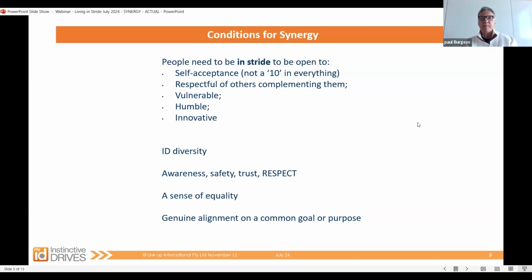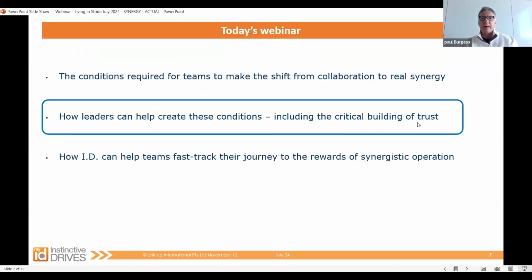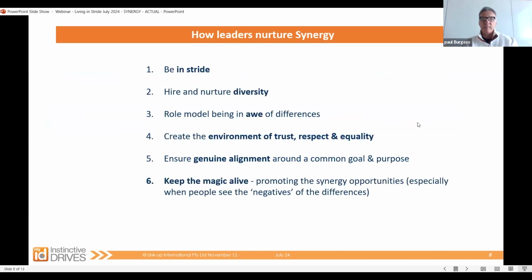Okay, then I'm just going to shift now to talk about the role of the leader in creating these dynamics, and then we'll move into the ID piece. So in terms of the role of the leader, like what do they do to help create these conditions? The first thing, yet again, be in stride. One of the biggest things for a leader is to role model what it is that you want to see coming from the team. So checking yourself first and being in stride.